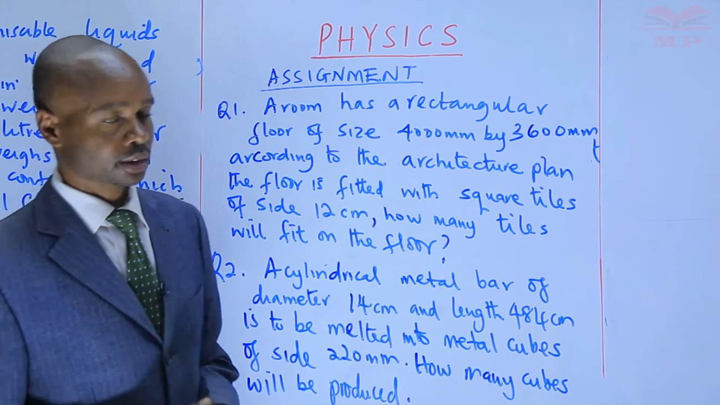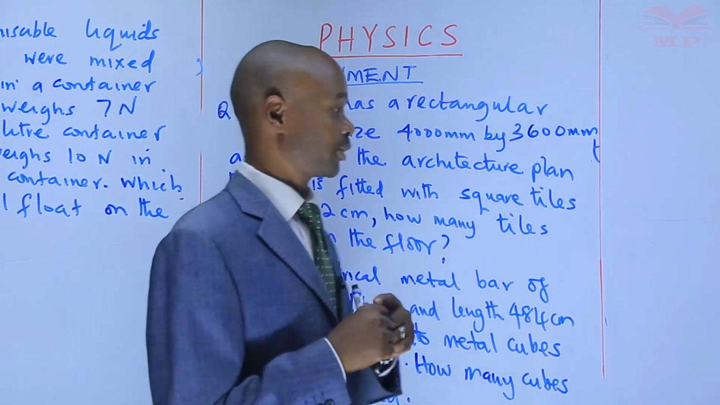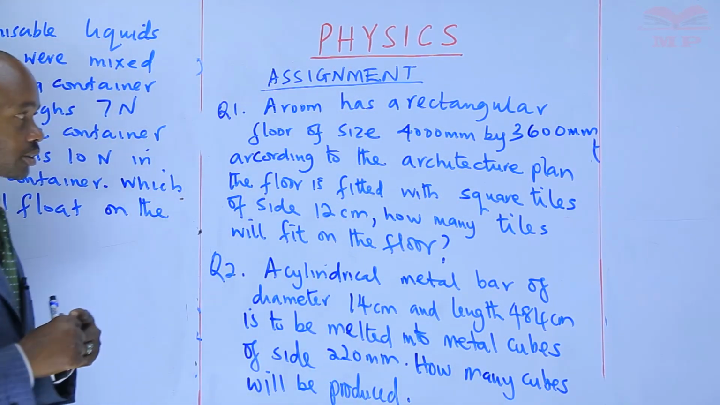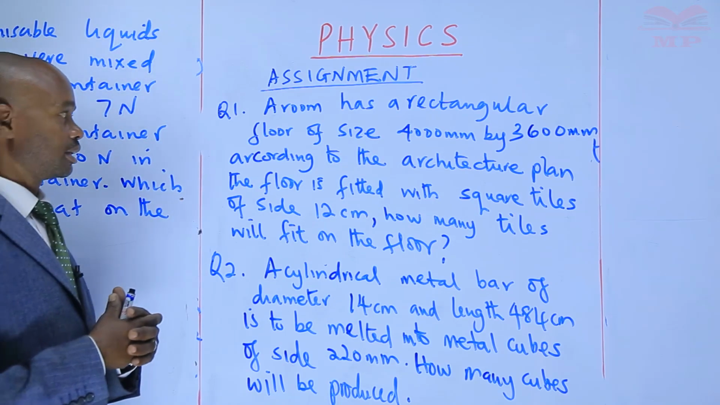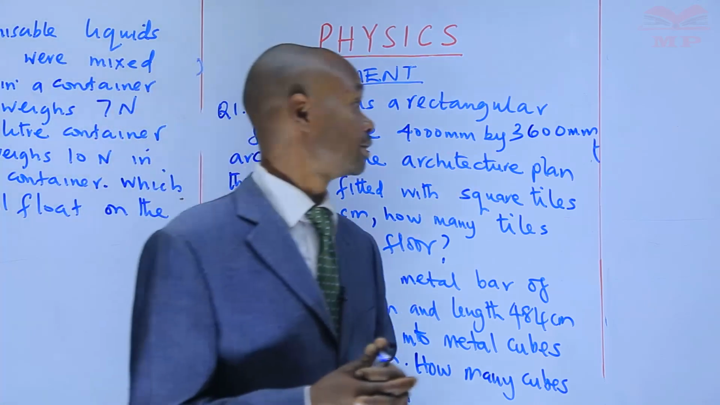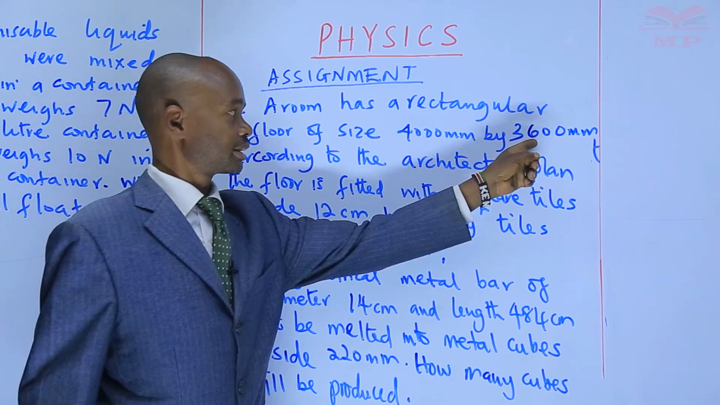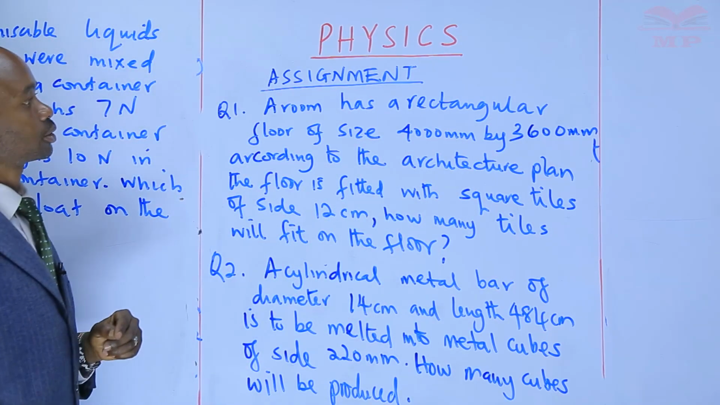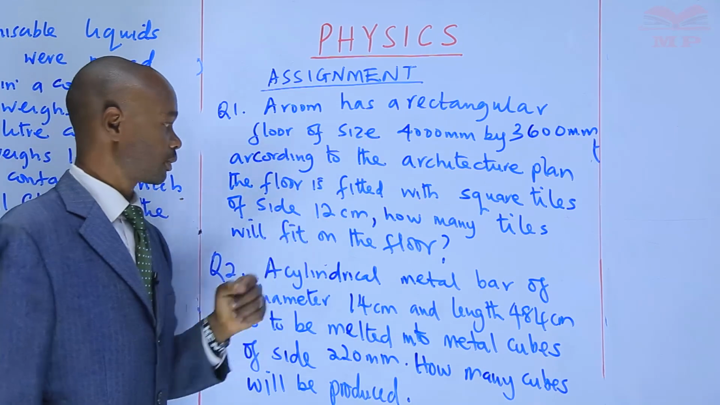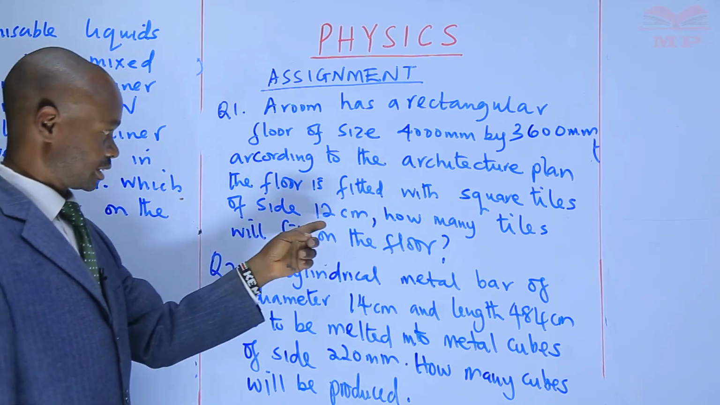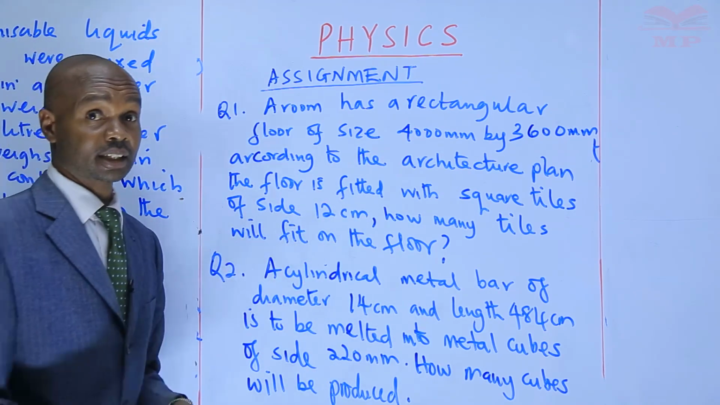As usual, always go through that question. Go in depth before you start solving. So we go to the first question. A room has a rectangular floor of size 4,000 millimeters by 3,600 millimeters according to the architecture plan. The floor is fitted with square tiles of side 12 centimeters. How many tiles will fit on that floor?